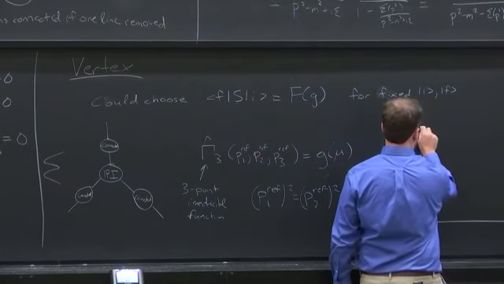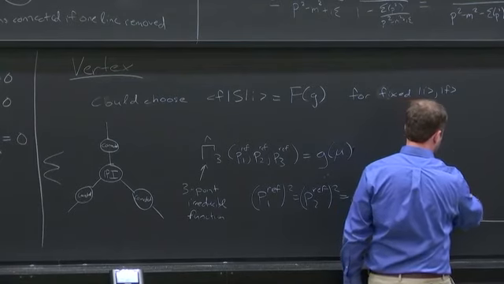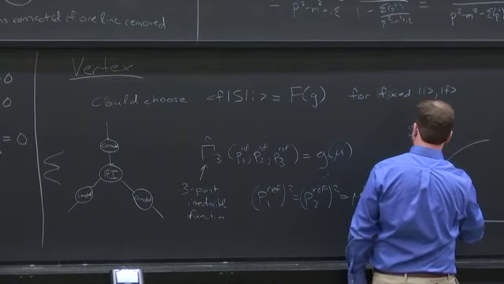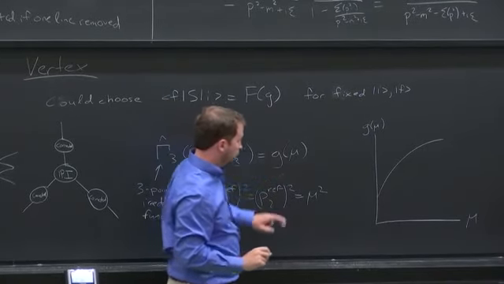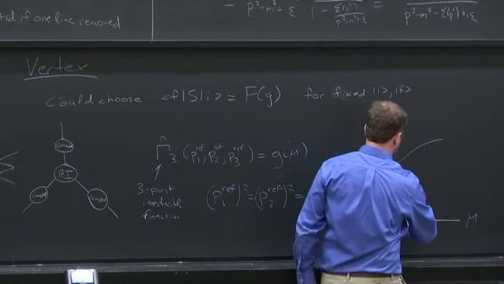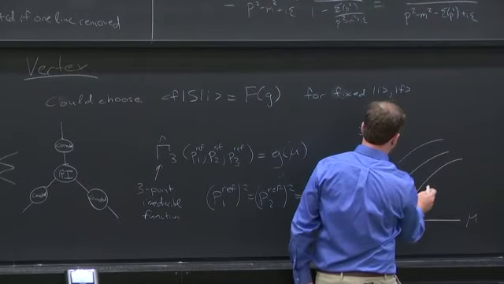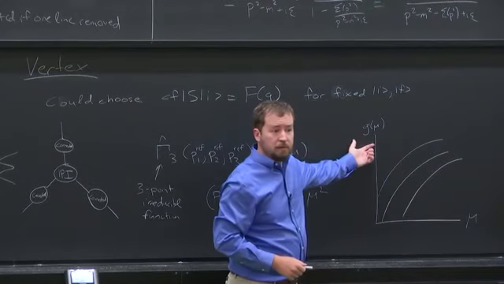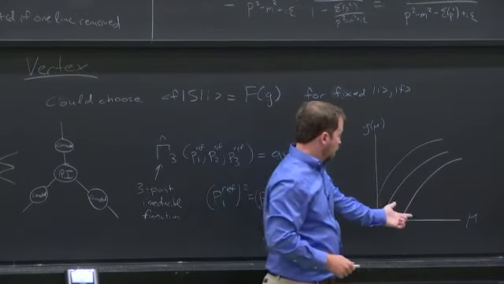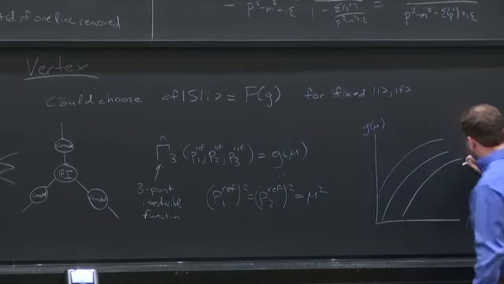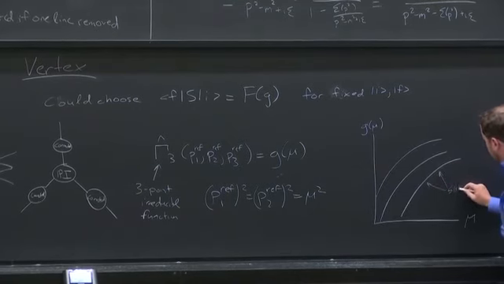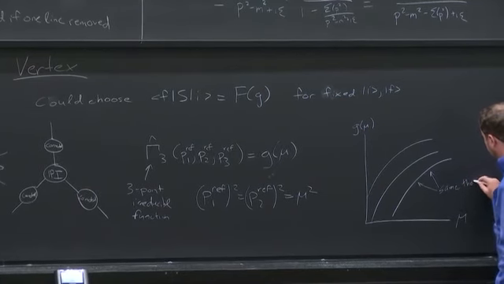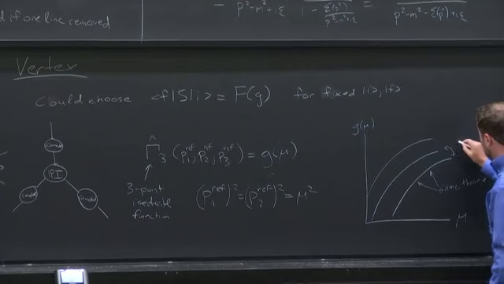So in general, the coupling constants will become energy dependent. And there'll be some curves, g of mu, as functions of mu, that describe the same theory. So any two points on this curve are the same theory, and any two different curves represent different theories.